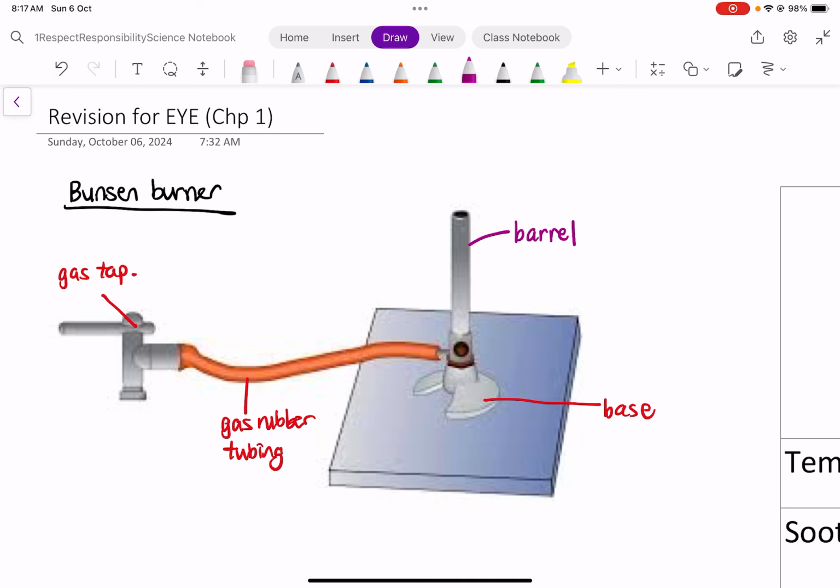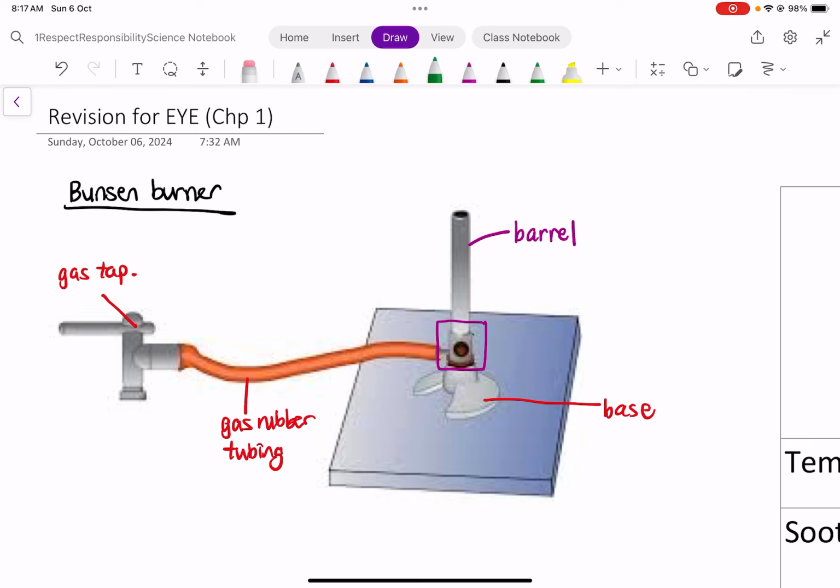Now the barrel is basically a chimney-like vertical structure which transports the gas upwards along with air. We need air, specifically oxygen in the air, to burn with the gas that comes out of the gas tap. That burning creates the flames that we need. Now, at the bottom over here, this is our focus now. We need to know how to label these things.